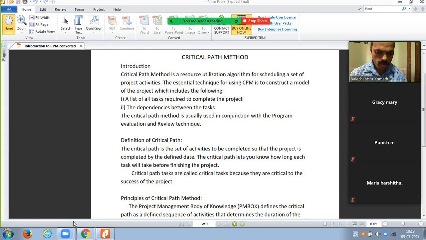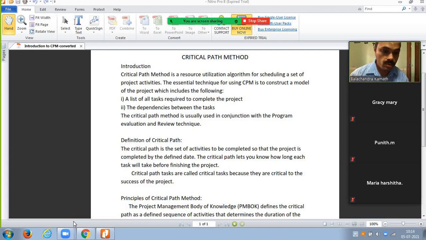Let's say March 31st 2022, let's say we have to complete that particular project. Now that is the defined date. So what are all the activities to be completed by that, so that the project is completed by that defined date, indicates the critical path. So the critical path lets you know how long each task will take before finishing the project.